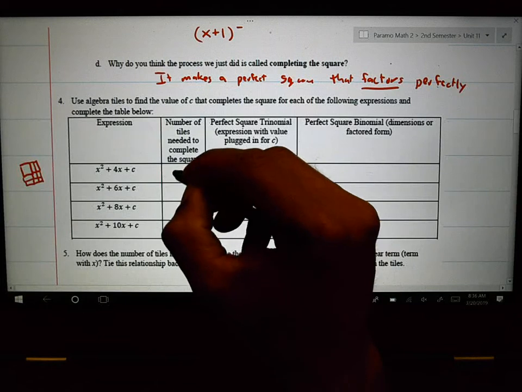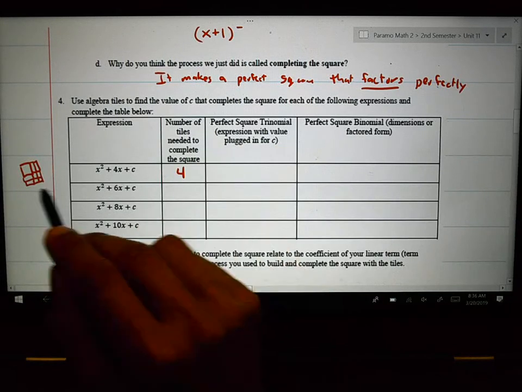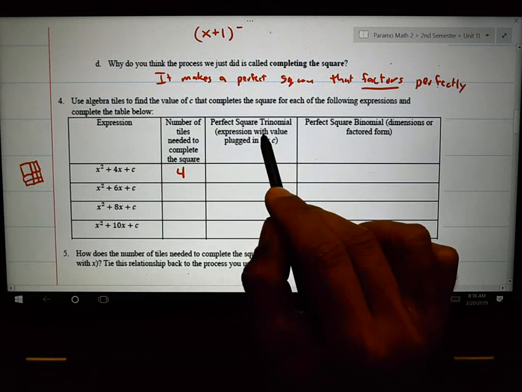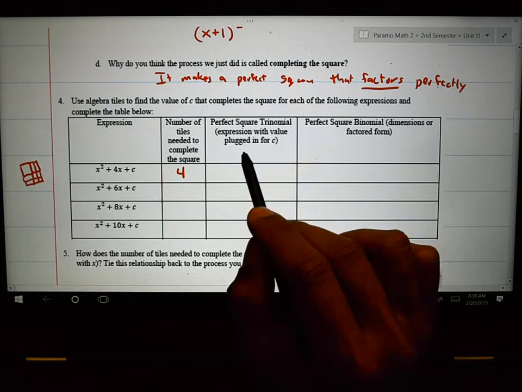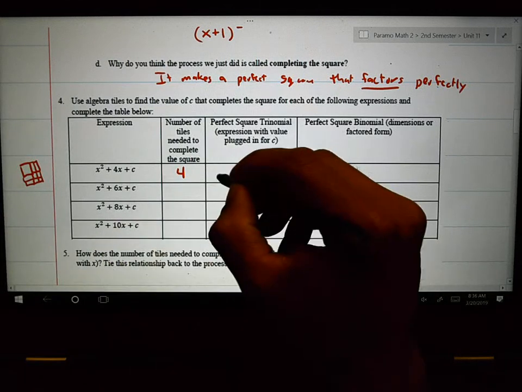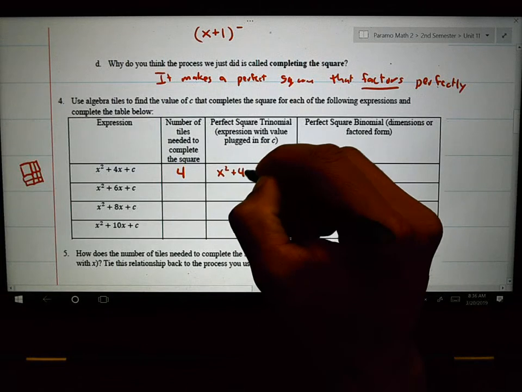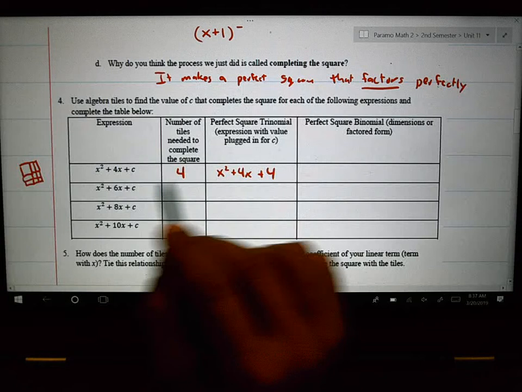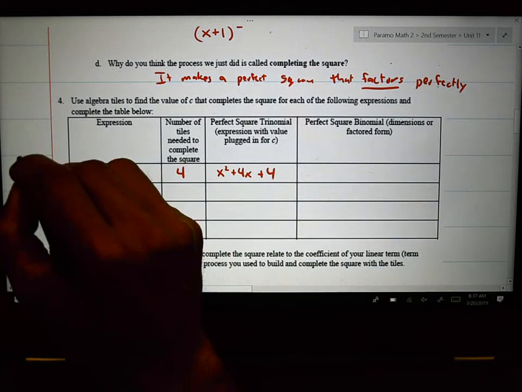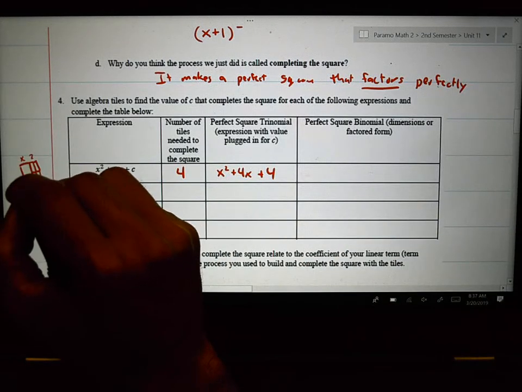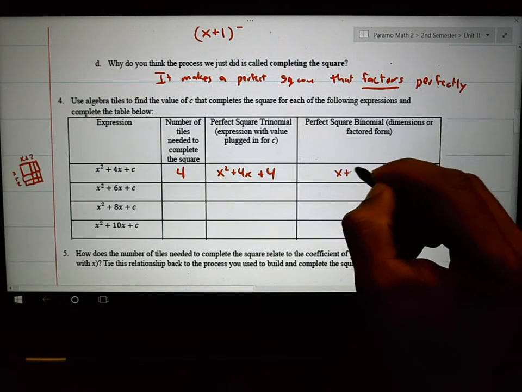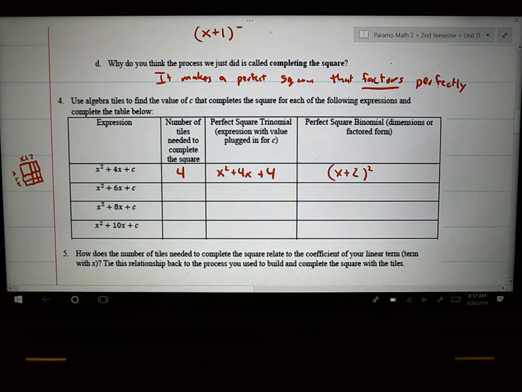You're going to say, this one needs 4 of those little ones. What would the perfect square trinomial be with the c value plugged in? This becomes x squared plus 4x plus 4. And then what they're asking for is, well, what will the dimensions be? X, and remember how this was 2 and this is 2? You would write it as x plus 2 quantity, the quantity of x plus 2 squared.